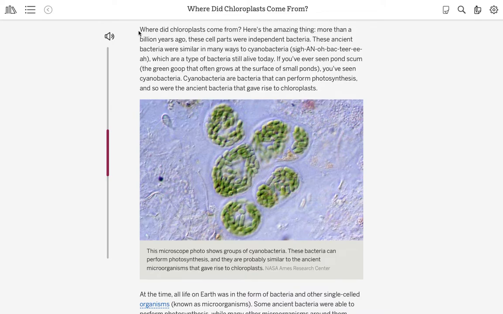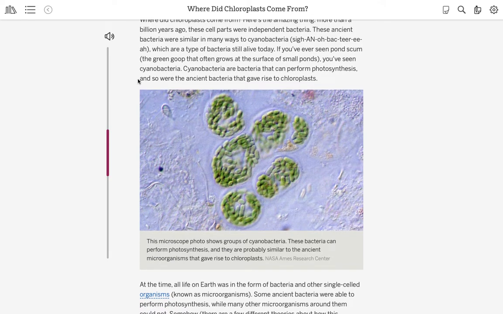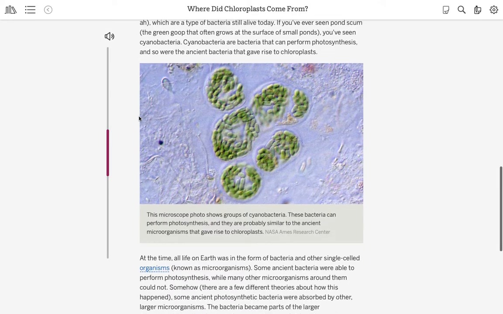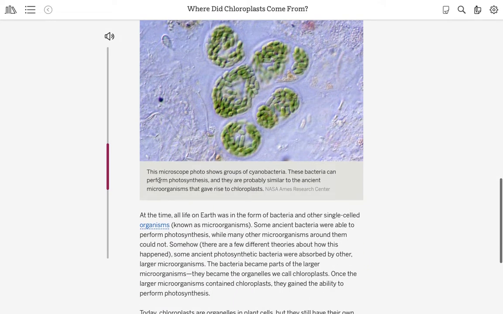Here's the amazing thing. More than 1 billion years ago, these cell parts were independent bacteria. These ancient bacteria were similar in many ways to cyanobacteria, which are a type of bacteria still alive today. If you've ever seen pond scum, the green goop that often grows at the surface of small ponds, you've seen cyanobacteria. Cyanobacteria are bacteria that can perform photosynthesis, and so were the ancient bacteria that gave rise to chloroplasts.